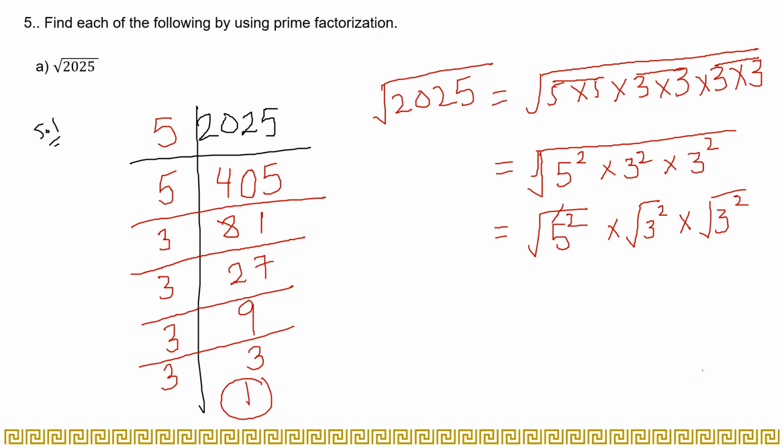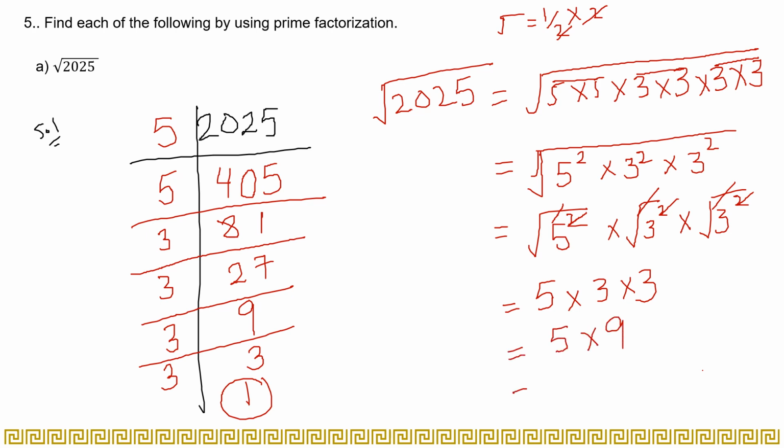Now what you will do is cancel the root with the power 2, because you already know the value of root is 1 by 2. That is the reason it cancels with the power of 2, like this. And this root will cancel with this 2, and this root will cancel with this 2. And now the remaining numbers are 5 multiplied by 3 multiplied by 3. Now simply multiply these numbers. 5 multiplied by 3 is 15, and 15 multiplied by 3 is 45.